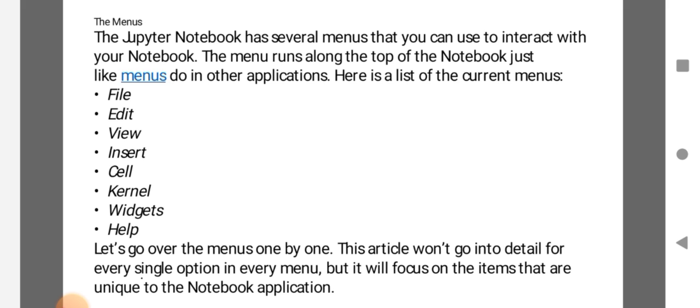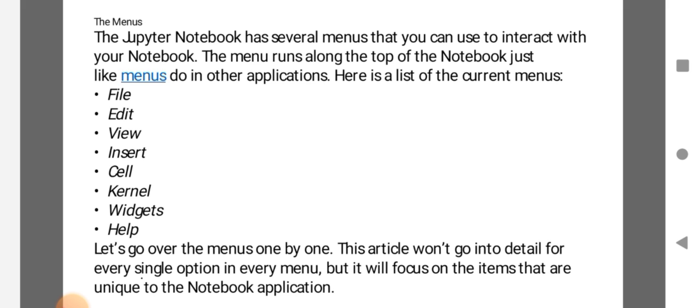Next, menus. The Jupyter Notebook has several menus that you can use to interact with your notebook. The menus run along the top of the notebook just like menus do in other applications. Here is a list of current menus: File, Edit, View, Insert, Cell, Kernel, Widgets, Help. Let's go over the menus one by one.